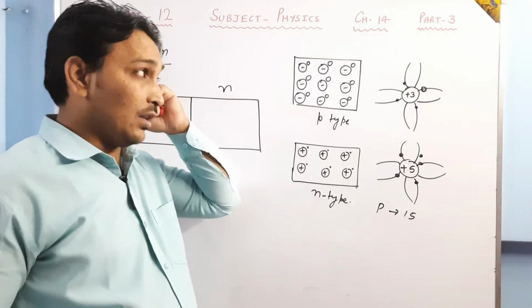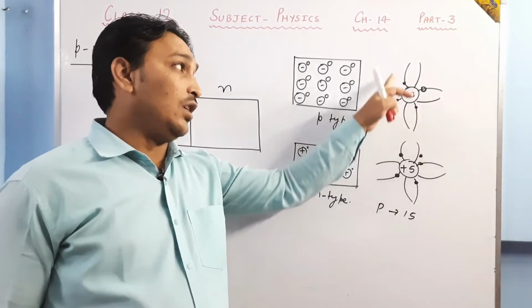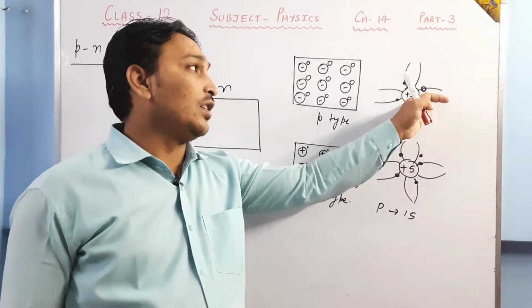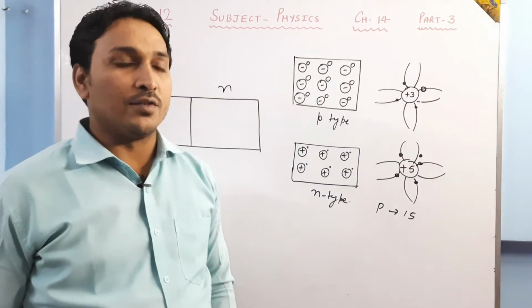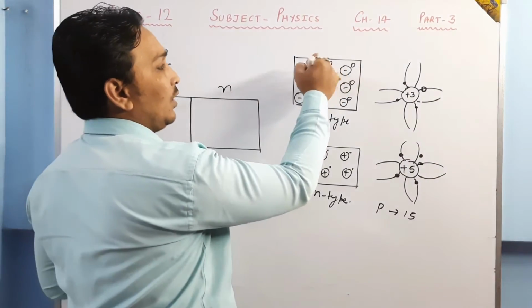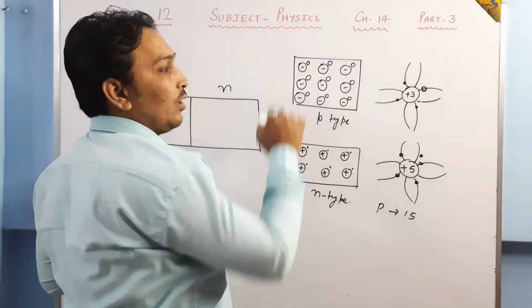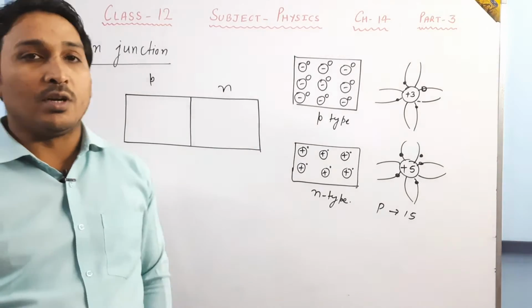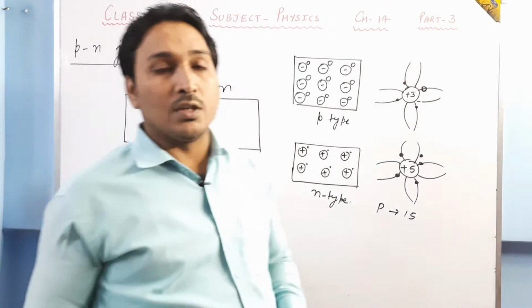Suppose we take atomic number 13, then what will happen? If these 3 electrons are there, the atom behaves as neutral. But when an electron comes and fills the hole, the hole is filled and the whole atom becomes negatively charged. So this is how p-type and n-type semiconductors behave. Let me repeat once again. If you have not watched the previous lecture, please watch.